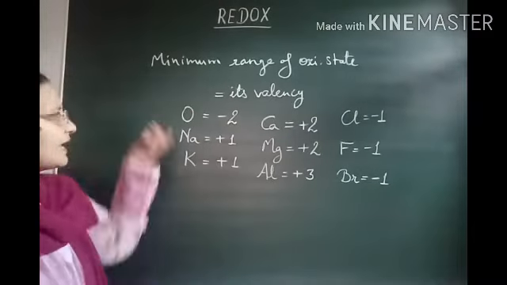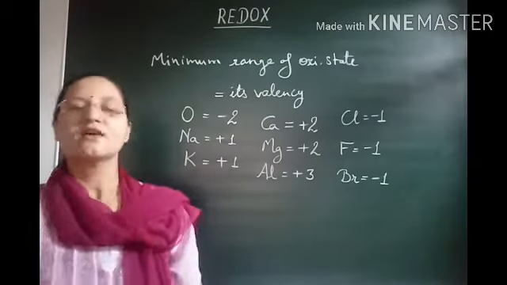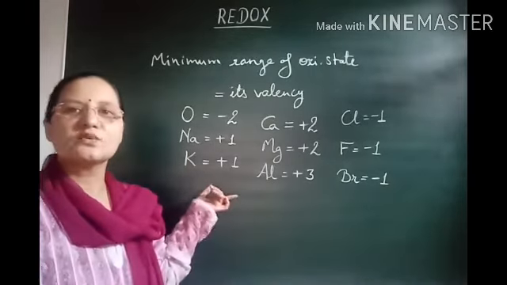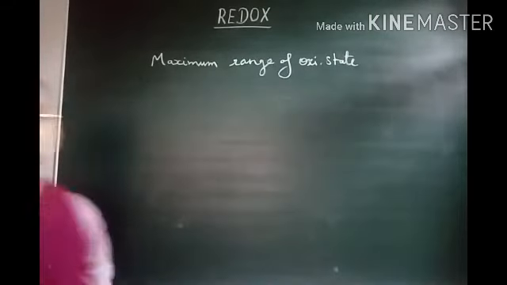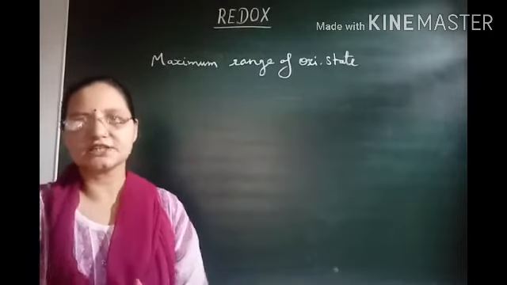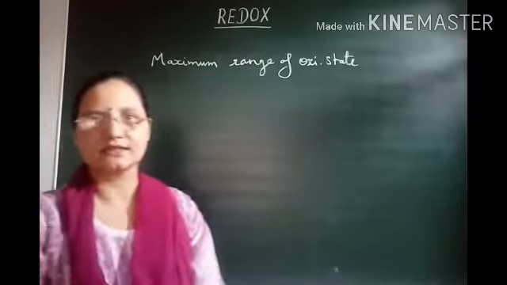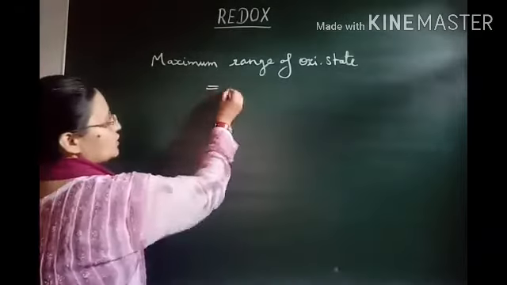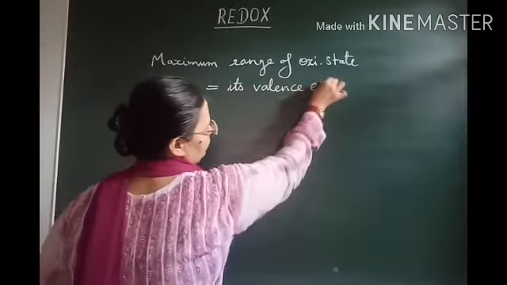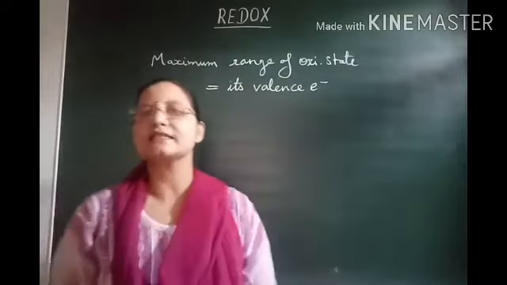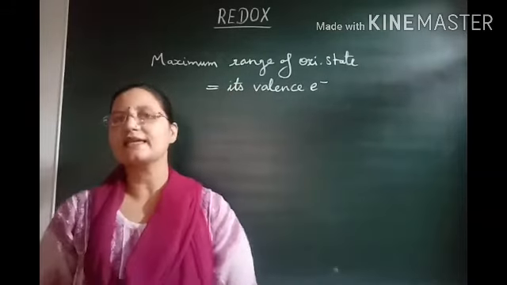So we can say that the minimum value of oxidation state for any element must be equal to its valency. Now what's the maximum value of oxidation state of the same elements? The maximum range of oxidation state of an element is equal to its valence electrons. That is, the electrons present in the outermost shell are the maximum range of the oxidation state of any element.